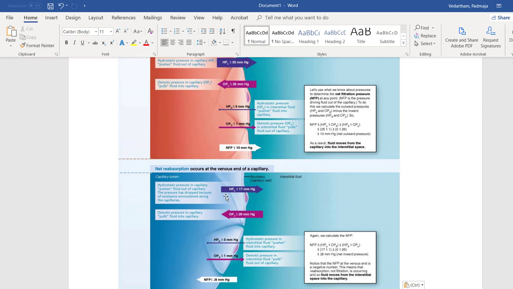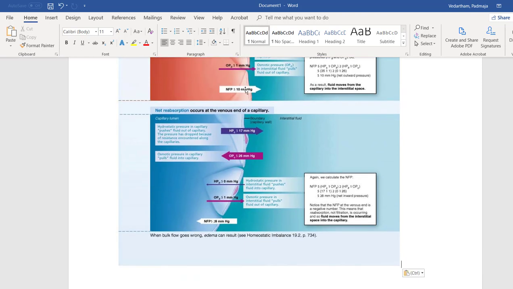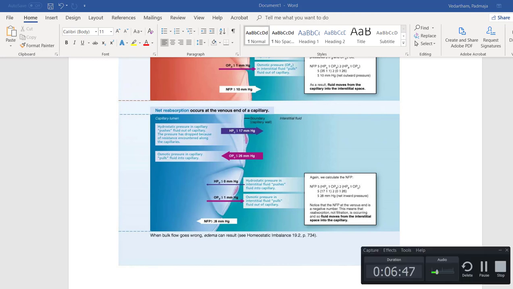On the venule side, hydrostatic pressure is far lower because it has lost most of its fluid. The osmotic pressure is still the same. So we have a net or negative pressure of 8 millimeters Hg, leaving 2 millimeters Hg which is going to push the fluid back. Here it was 8, here it is 10, here it is 8. The difference is what is accumulated here, and that amounts to about 3 liters of fluid, which is taken by the lymph capillaries. So let me stop here, and I'm going to upload this.